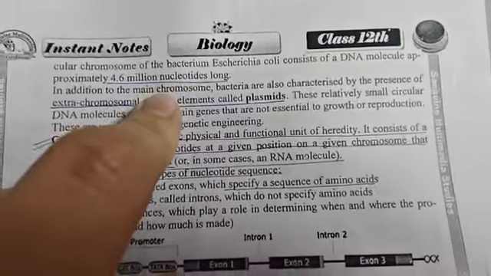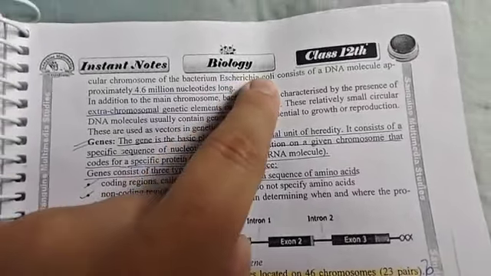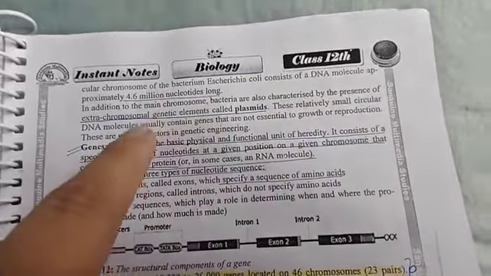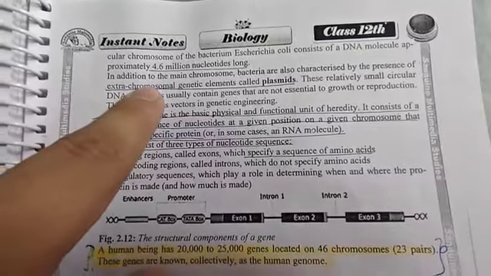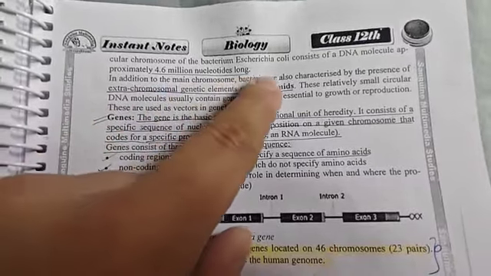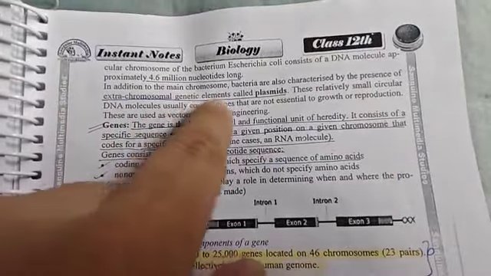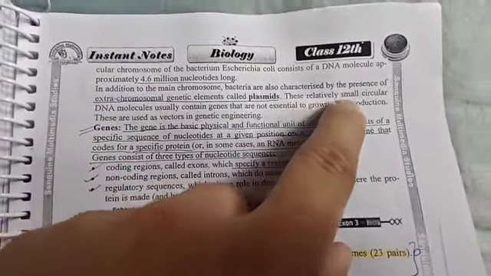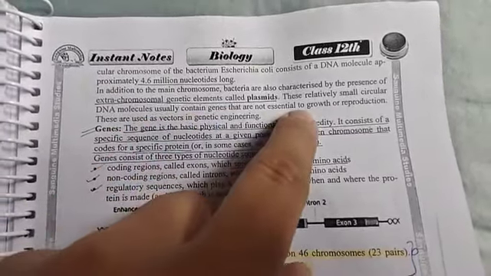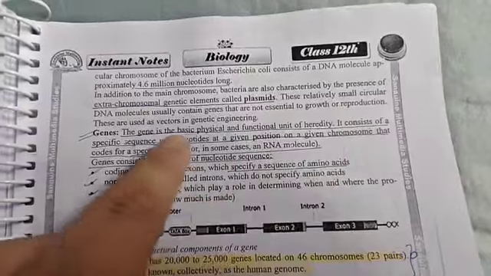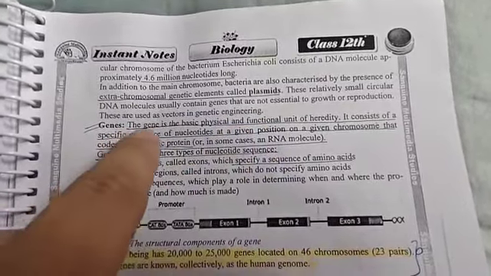The circular chromosome of the bacterium Escherichia coli consists of a DNA molecule approximately 4.6 million nucleotides long. In addition to the main chromosome, bacteria are also characterized by the presence of extrachromosomal genetic elements called plasmids. These relatively small circular DNA molecules usually contain genes that are not essential to growth or reproduction. They are used as vectors in genetic engineering.